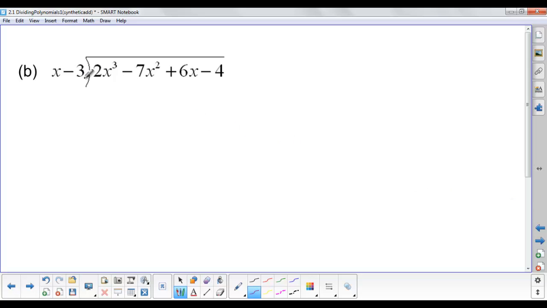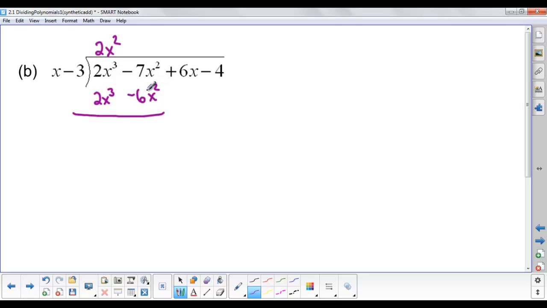So always comparing first terms. How many times does x go into 2x cubed? In other words, what do you need to multiply this first term by to get to 2x cubed? Well, I know I need to multiply by a 2 and by another x squared. Now I'm going to take this and multiply my divisor. So 2x squared times x and 2x squared times negative 3. And we subtract. So 2x cubed take away 2x cubed is gone.